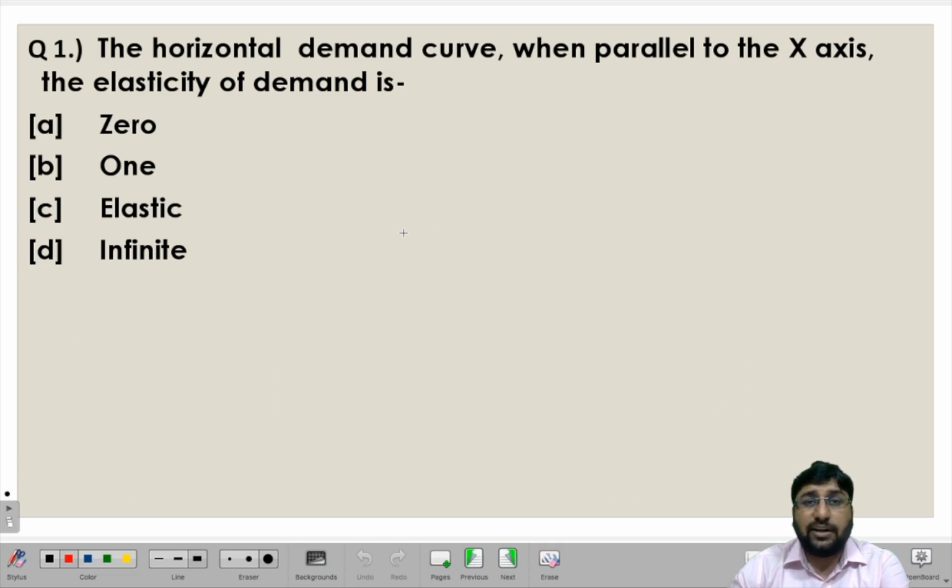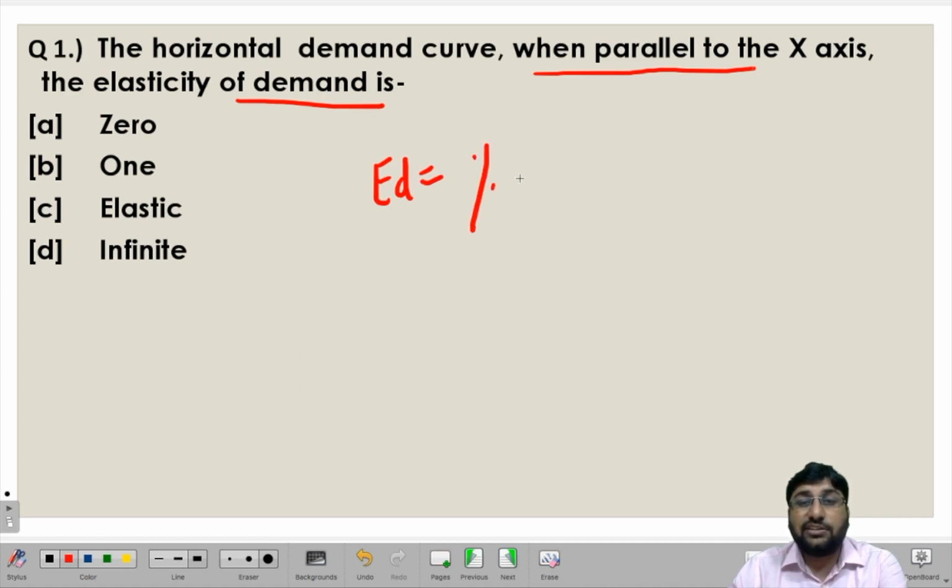The horizontal demand curve, when parallel to the x-axis, the elasticity of demand is dash. This particular question is based on elasticity of demand, so I'd like to brief you a little about elasticity. Elasticity of demand is basically the responsiveness of quantity demanded to a change in price. It is calculated in numerical terms using the formula: percentage change in quantity demanded divided by percentage change in price. That's a very easy formula.